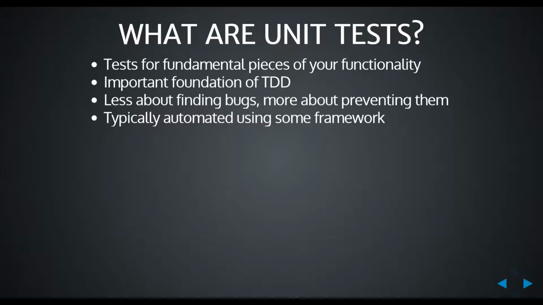Unit tests are less about finding bugs and more about preventing them. I think when we hear the word test, we think more of post-development QA where we're looking for bugs, but really unit tests are more about increasing our quality and preventing bugs. Unit tests are typically automated using some framework. In our case, we're going to use what comes out of the box in Visual Studio, but there are a lot of other options for that.